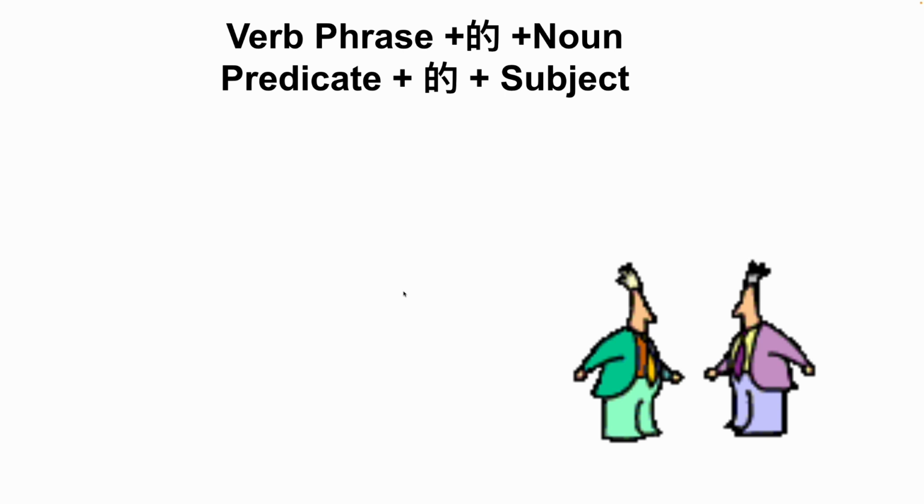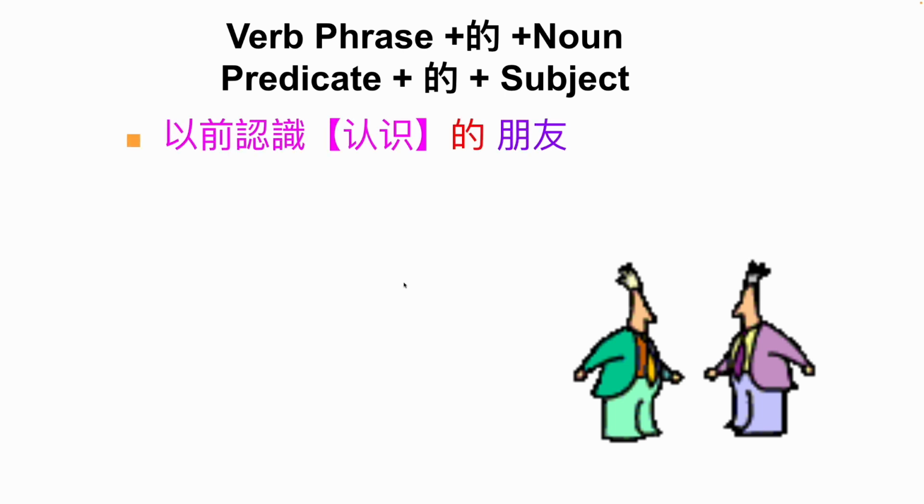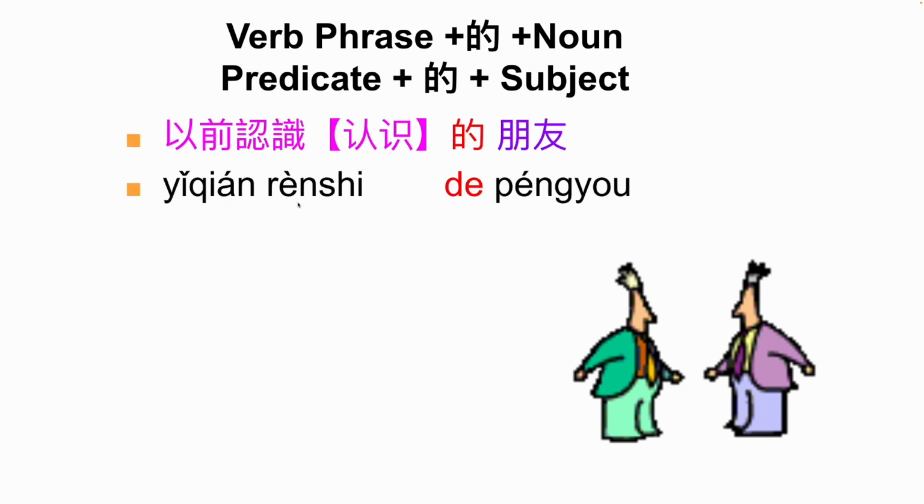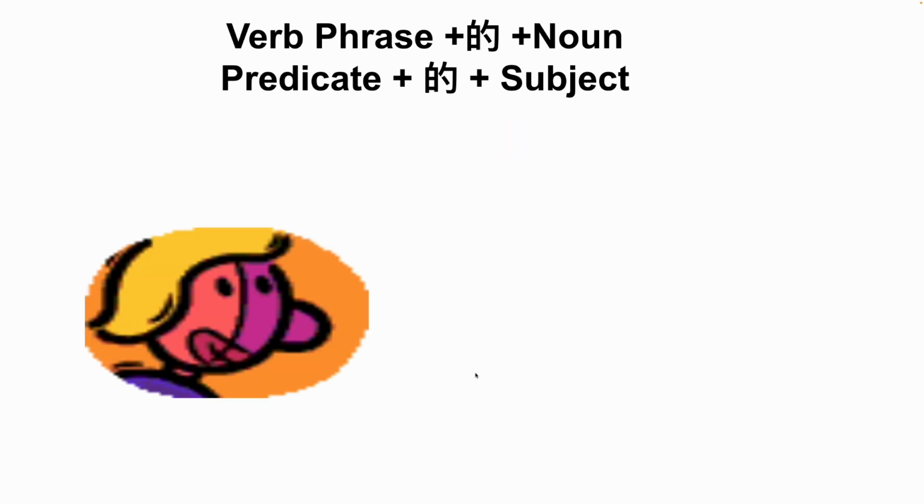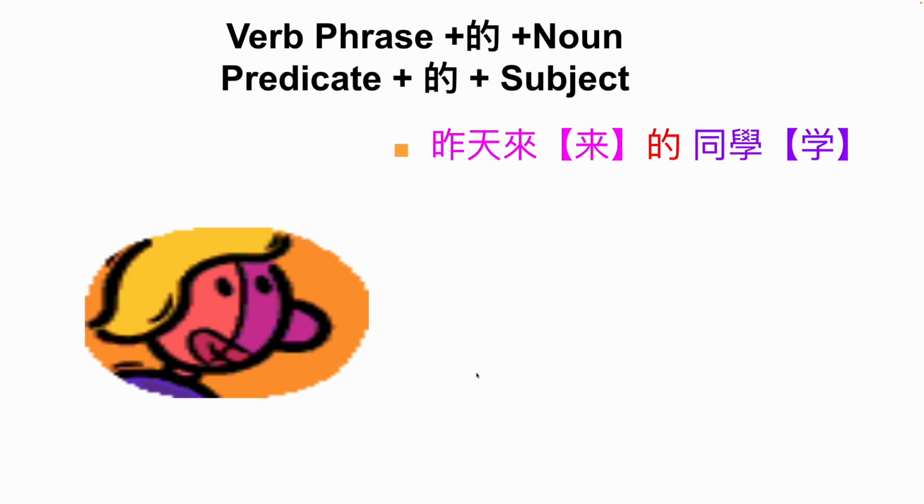Let's try the sentence. See if you can identify which word is the subject and which part is the verb phrase. 以前认识的朋友。朋友 is the subject. 以前认识 is the verb phrase, or we can call it the predicate. Okay, next. 昨天来的同学。So in Chinese, remember, the subject is after the 的.